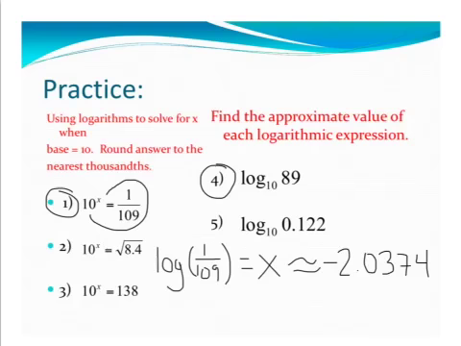Oop, it says nearest thousandths. So we'll go to 3 decimal places. There we go. Negative 2.037. That time it tells us we want to round to the nearest thousandths. That's 3 decimal places. Alright, same thing for this one. You plug it into your calculator. We get log of 89. And we get 1.949. 3 decimal places because it says the nearest thousandths. Alright? So that's it for those.